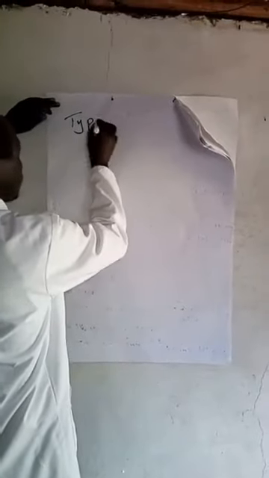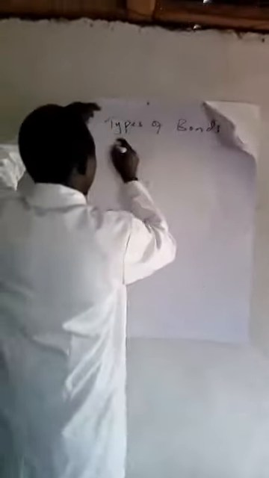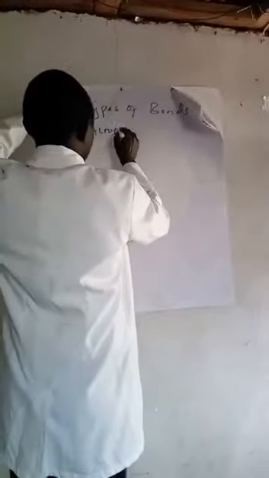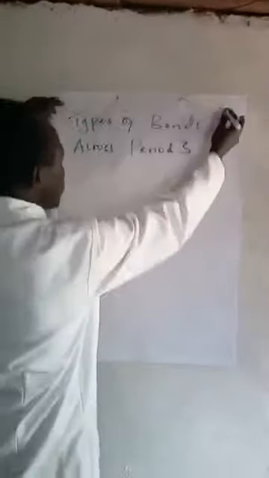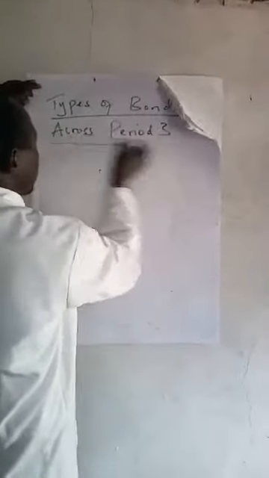Okay, the next one that I want us to look at briefly is properties of bonds across the period. I'll only mention a few things there. Types of bonds across period 3.